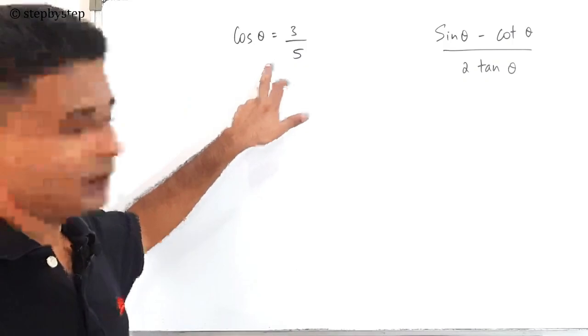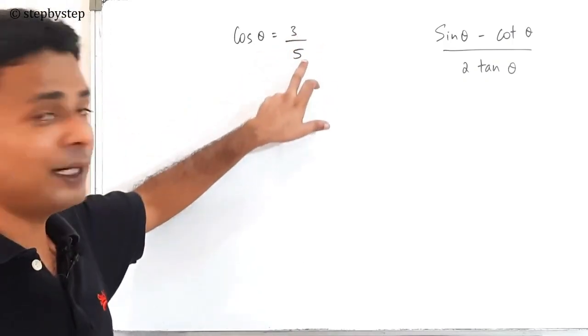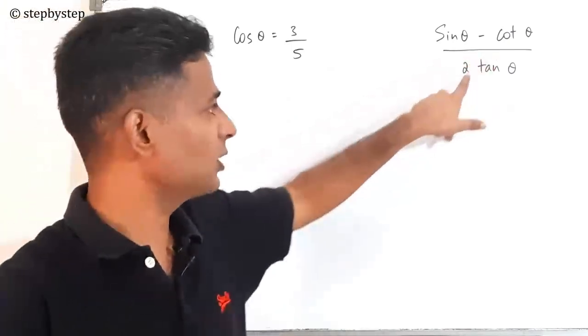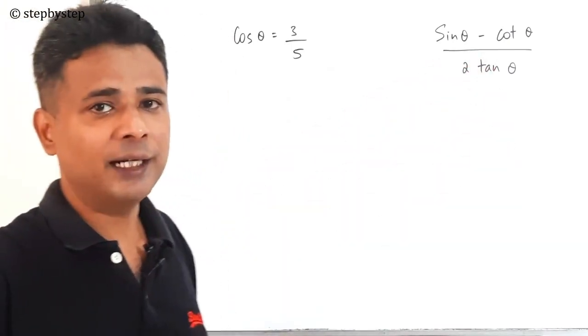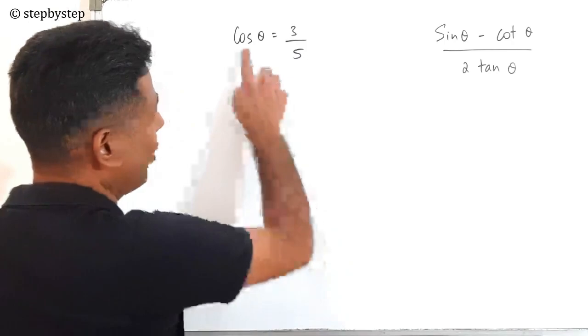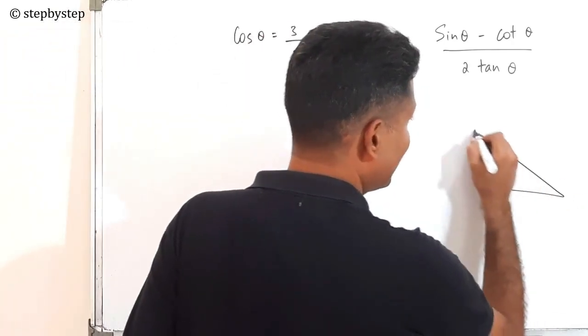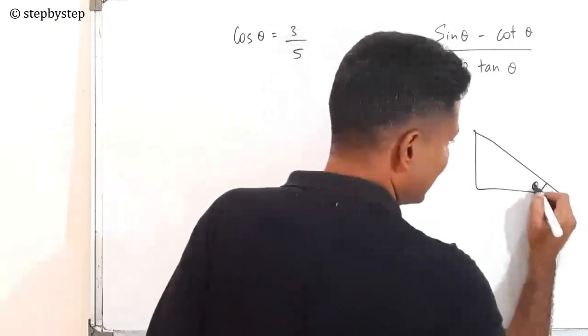The first question, they have given us cos theta is 3 by 5 and they have asked us to evaluate this, that is (sin theta minus cot theta) by 2 tan theta. So how do we do that? We already have cos theta as 3 by 5. So we draw the right angle triangle and I'll mark this as theta.